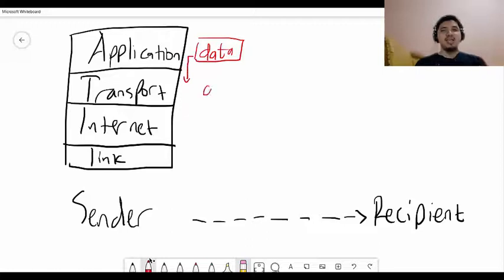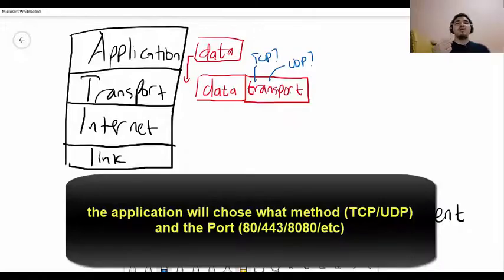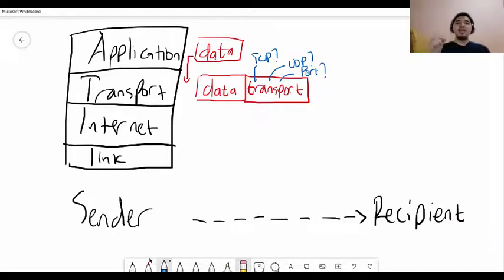In this layer, the computer decides which transport method it should use and which gate it should take, and the computer will add a header to that data. The information inside the header is about what method and what port it should use. That data which has the transport header attached to it, at this point we call a segment.